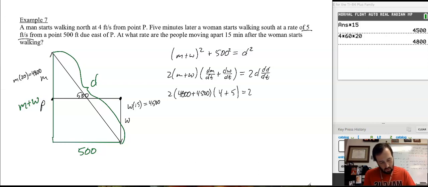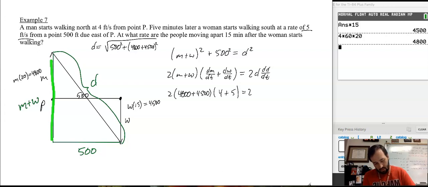And 2d, d is going to be the square root of 500 squared plus 4,800 plus 4,500 squared, right? Because it's this entire length squared plus this entire length squared. The square root of that is my hypotenuse.